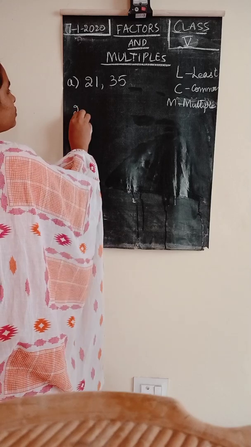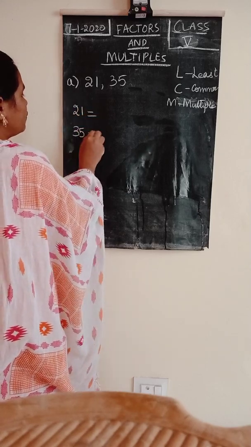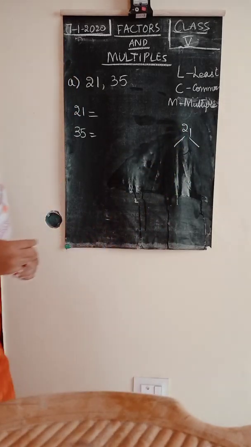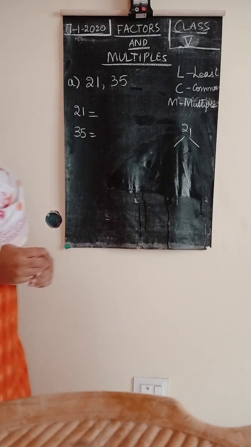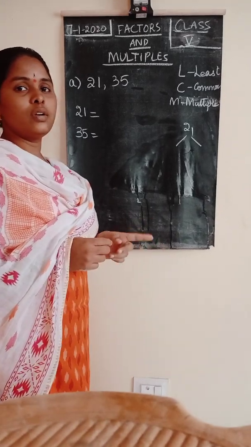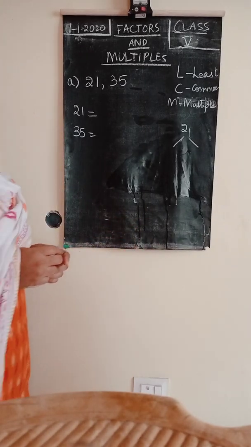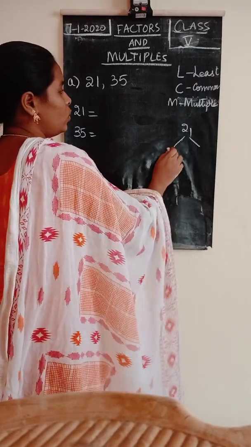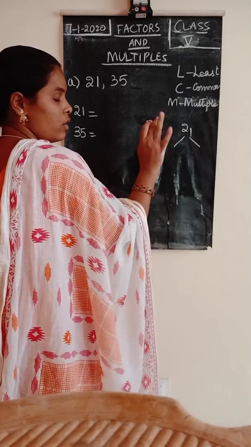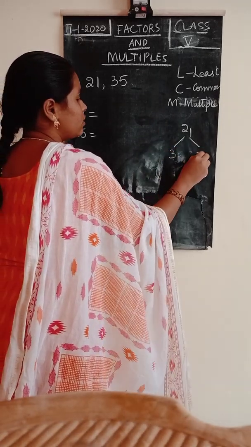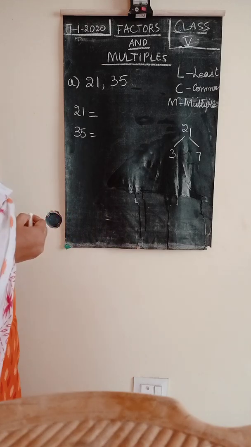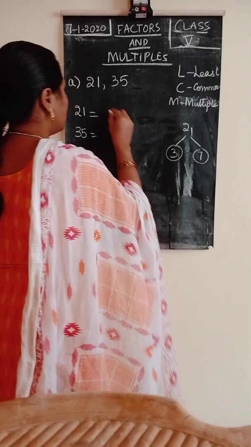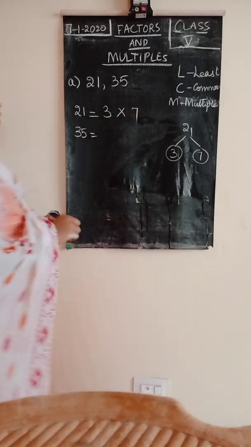How to use prime factors? For 21 you draw a tree. You should not use 1 here because this is the prime factorization method. You have to start with 2. Does 2 go into 21? No. 3? 3 sevens are 21. So 3 and 7 are prime numbers, you stop here.